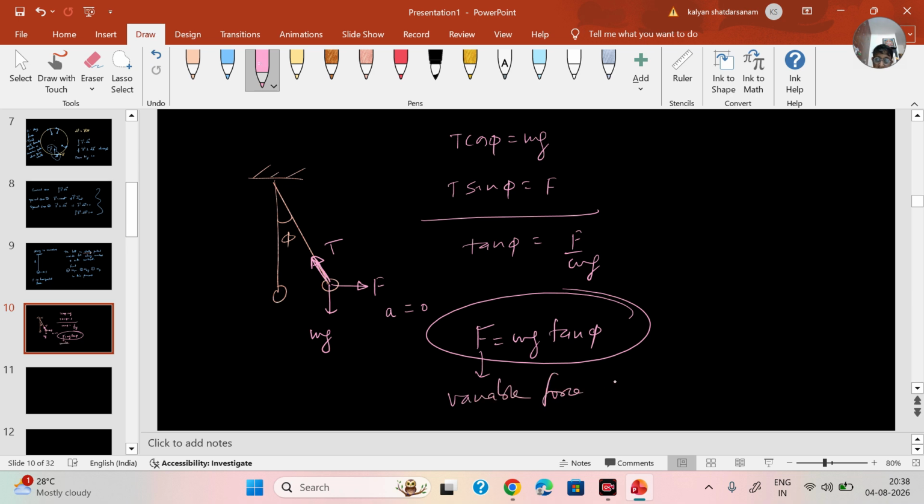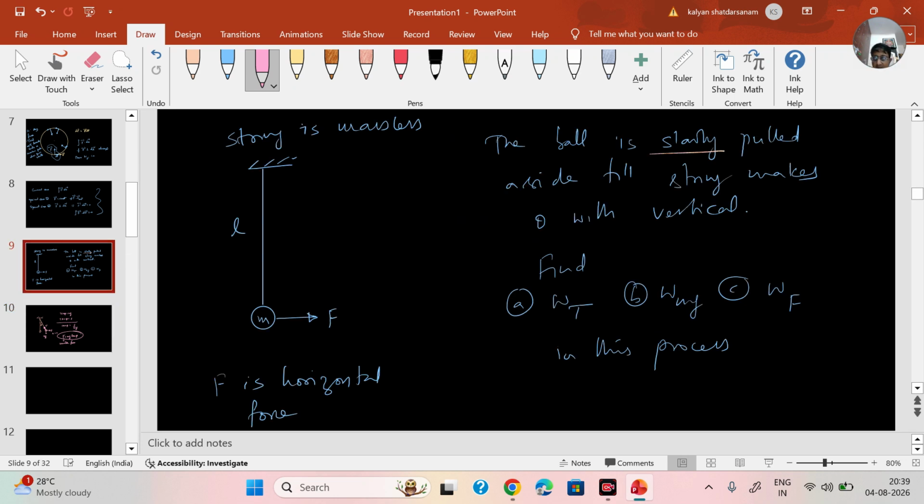So I have now three forces with me. Tension. I don't know whether tension is constant or variable. My take is it is variable because it depends on F also. Then mg is a constant force and F is a variable force. All three are keeping the ball in equilibrium at every moment. Now we have to find work done by each of these by the time the angle becomes theta. That's what he's asking. Find work done by tension, find work done by mg, and work done by F.